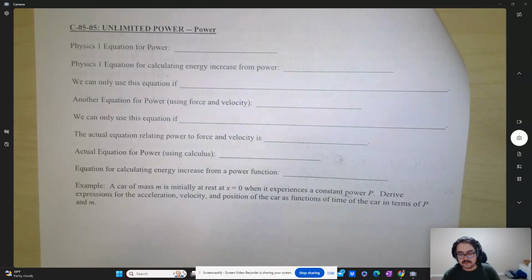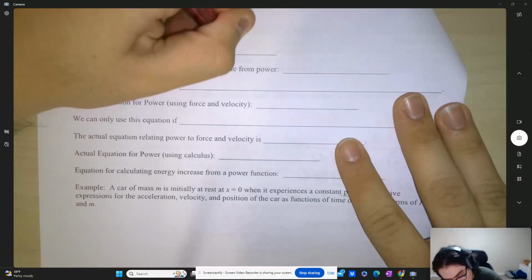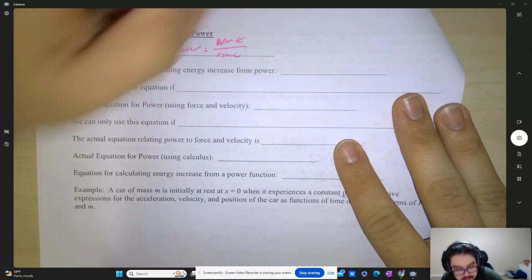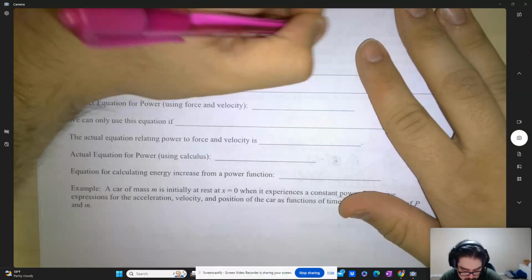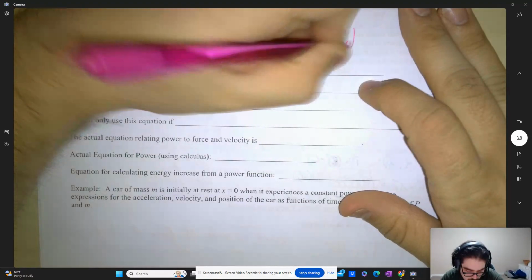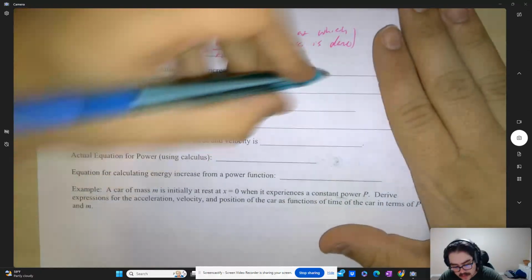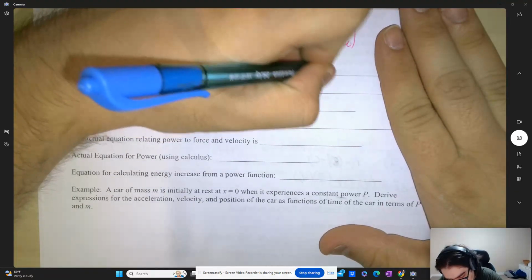In Physics 1, you learned the equation for power: power is the work done over time. So it's the rate at which work is done, right? And how do we find the energy increase from power? We use this equation: the change in energy is equal to the power times the time, right?